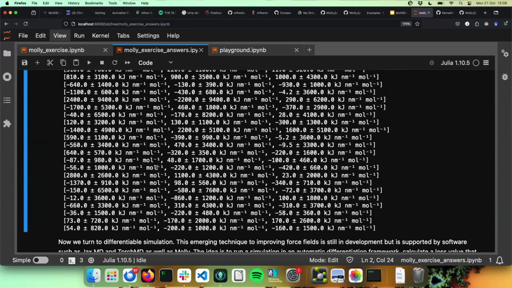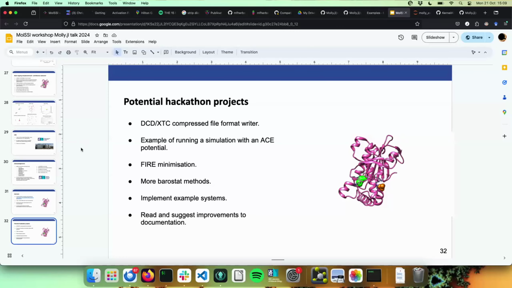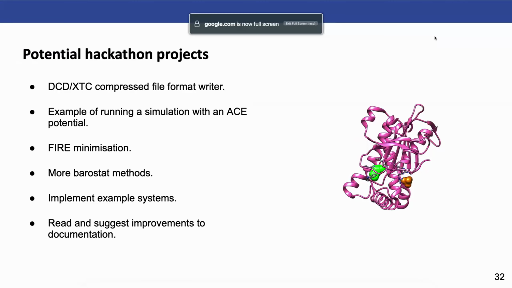Okay, so does anybody have any questions about either the exercises or Molly in general? Okay. I'll just finish off by giving quick ideas for any hackathon projects. If people are interested, then just come grab me to talk about them.